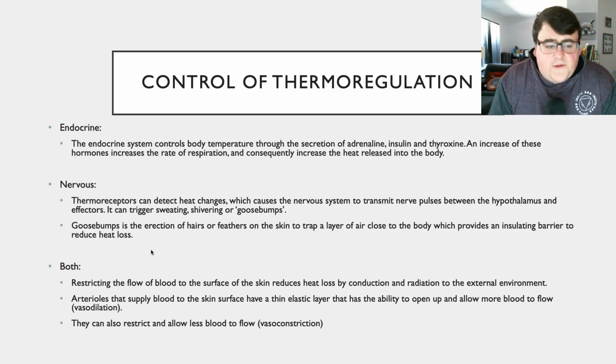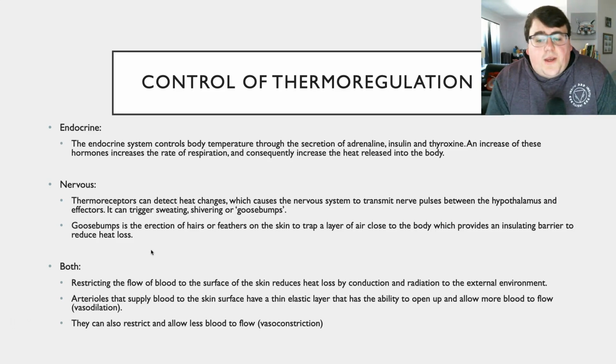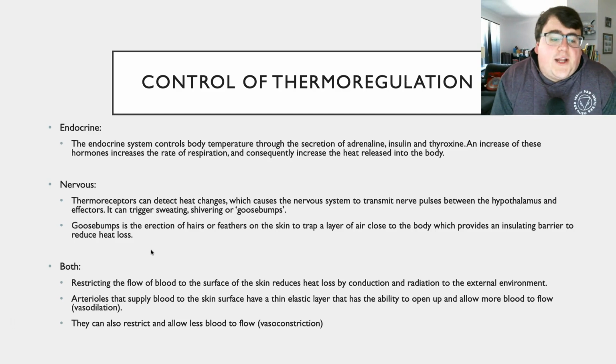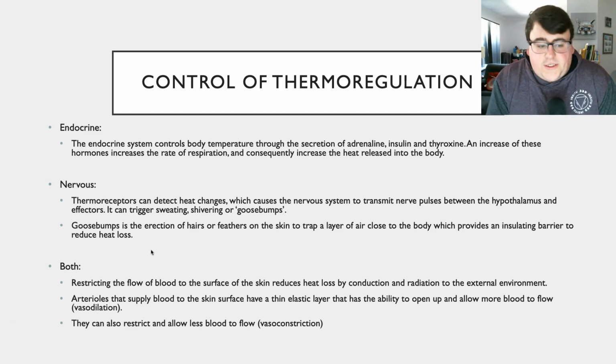On the nervous system, on the other hand, we use thermoreceptors to detect heat changes, which causes our nervous system to transmit nerve impulses between the hypothalamus and the effectors. And that can trigger sweating, shivering, or goosebumps. Goosebumps is really just the erection of hair or feathers on the skin to trap a layer of air close to the body, which is almost like creating an insulating barrier to prevent heat from being lost.